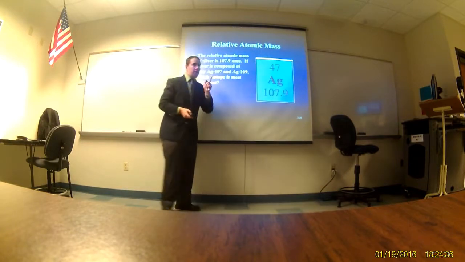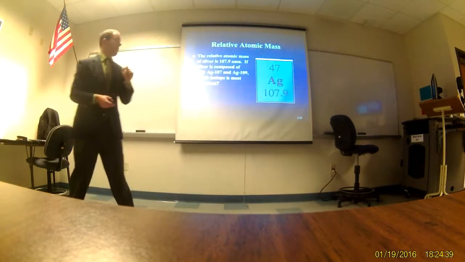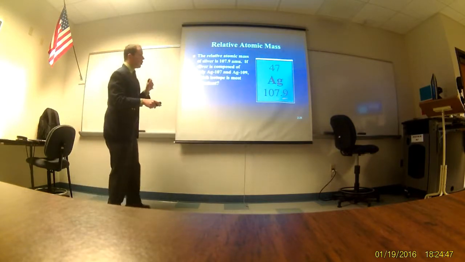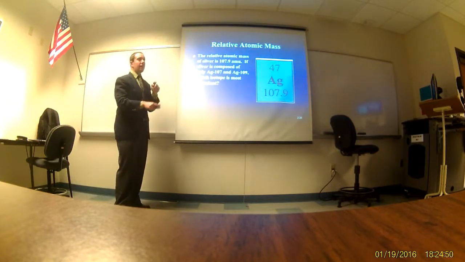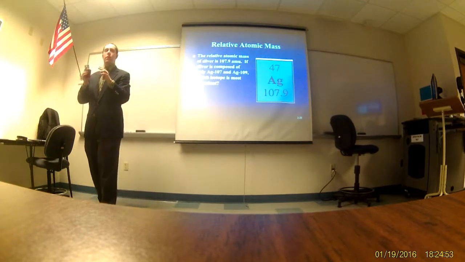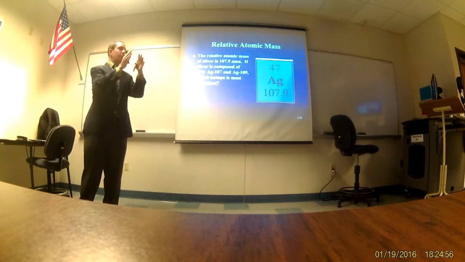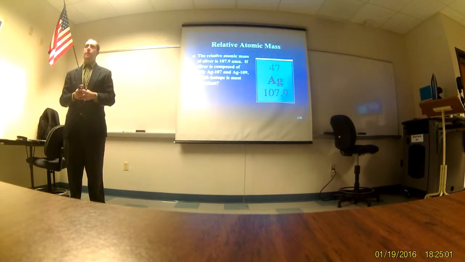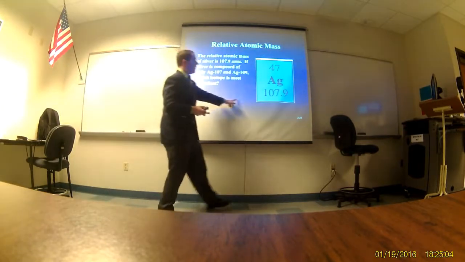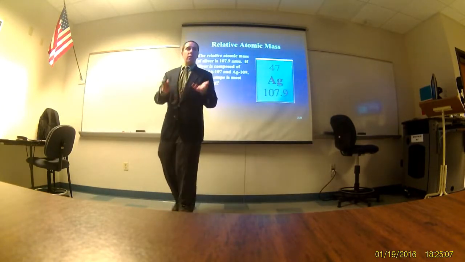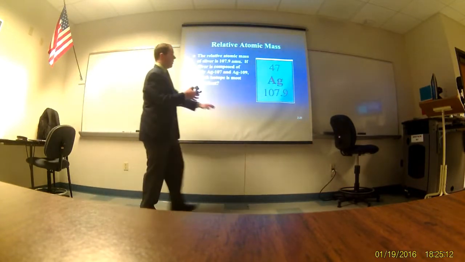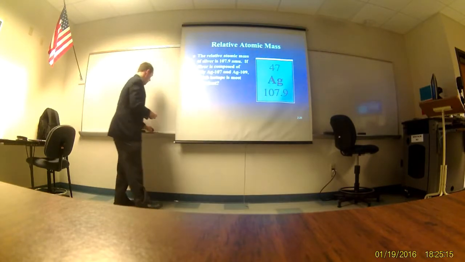Silver has an average atomic mass of 107.9. This tells us that there are 2 isotopes of silver, 107 and 109, just based on that number being the average. Can you tell me whether there are more silver atoms that have a mass of 107 or a mass of 109? Why 107? It's closer to 107. Right. The average is closer to 107. That means there must be more of them that are 107 than 109.